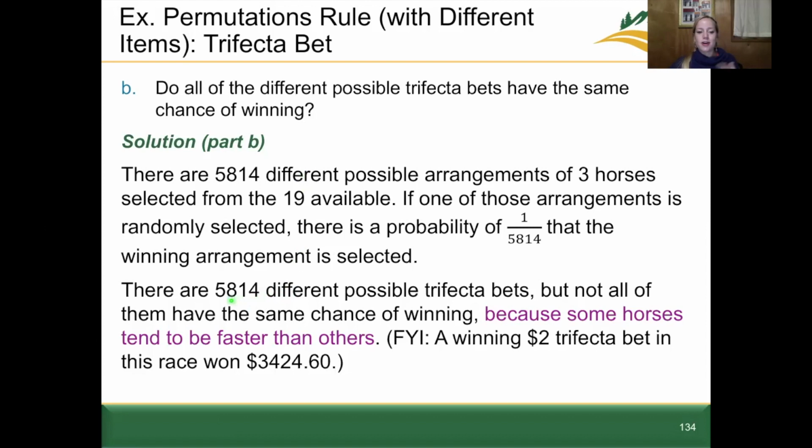So though there are 5,814 different possible trifecta bets, not all of them are going to have the same chance of winning because some horses are just faster than others. So sort of a tricky question, but remember we need to be thinking critically in statistics. So yes, this is true, but we need to take into account that different horses come in with different training and different speeds. So truly the answer is no. Do all the different possible trifecta bets have the same chance of winning? The answer to that is no.